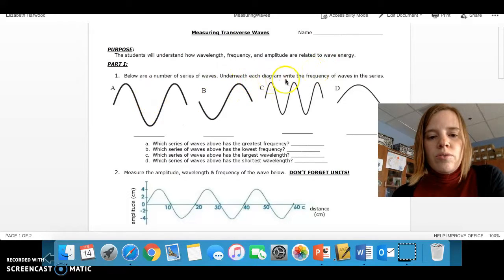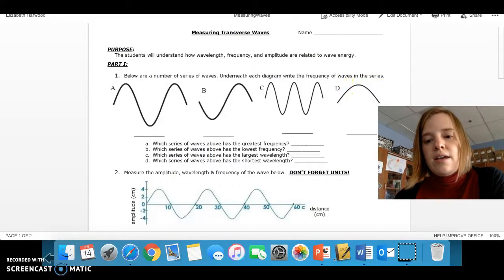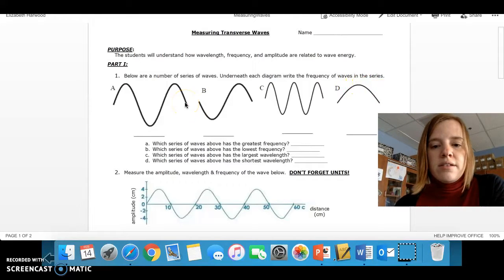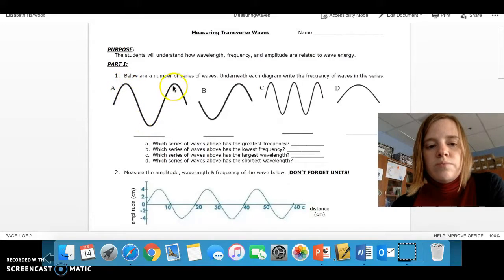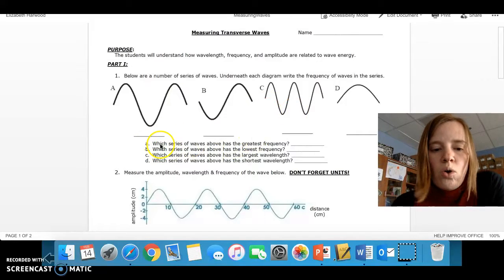First, you're going to write the frequency of each wave in the series, remembering that each wavelength is a frequency of 1. So after you figure out how many, well, let's do A together. How many do we have here? 1 wavelength is from crest to crest, so you have 1. And then after you're done with that, a series of waves above has the greatest frequency, has the lowest frequency, and so on.